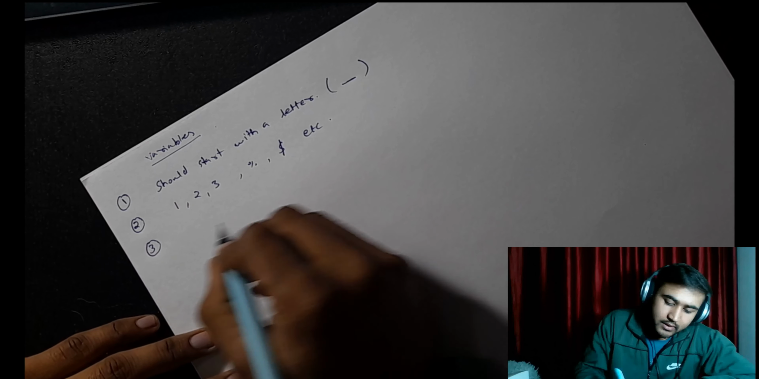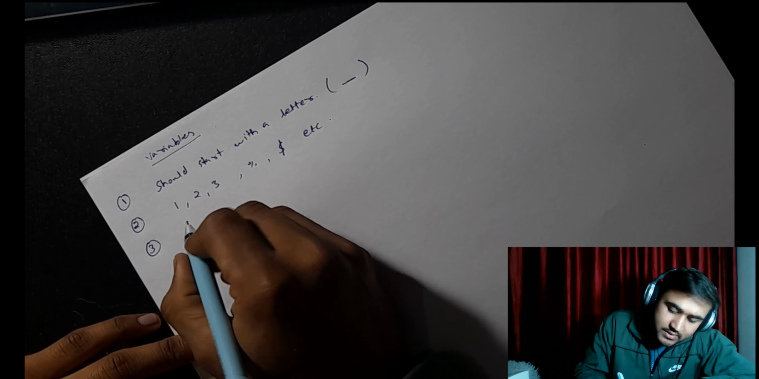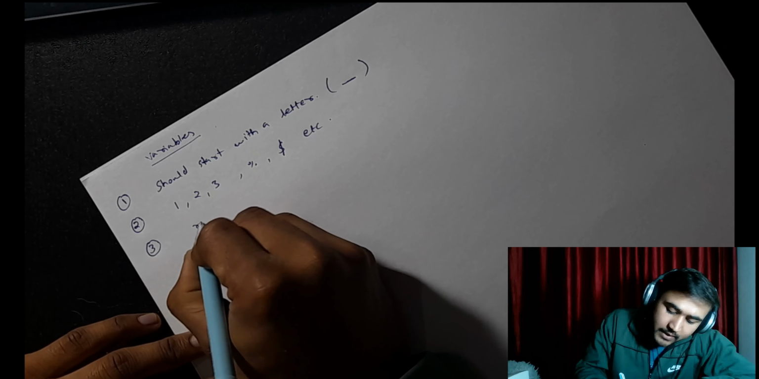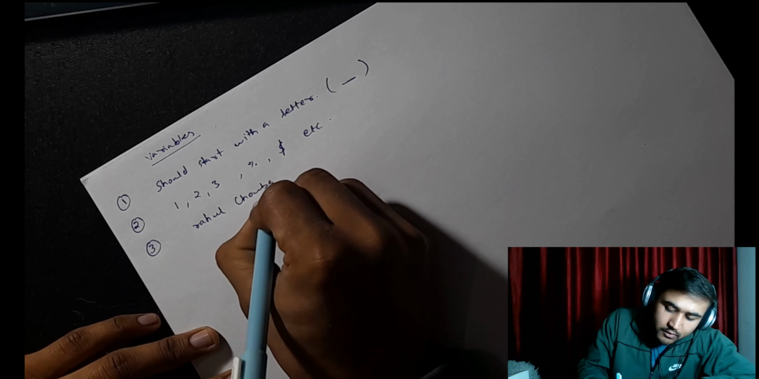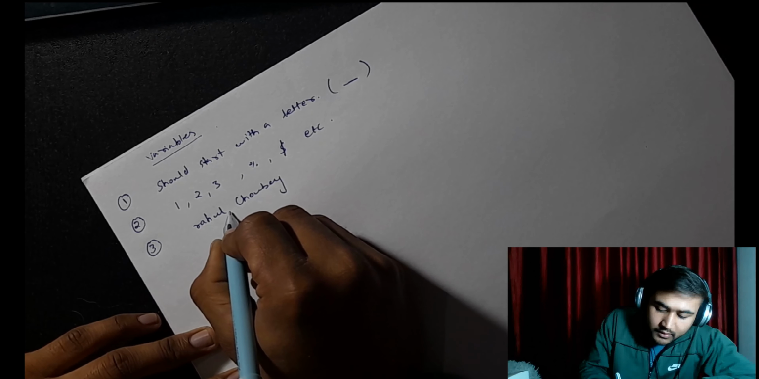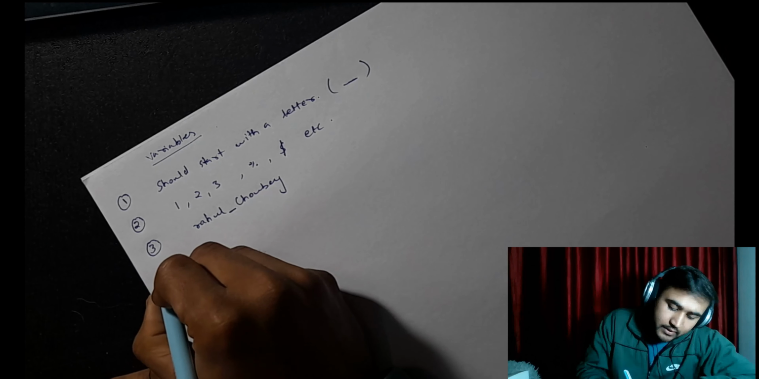The third thing is white spaces are not allowed. Means if I need to make one variable by name Rahul Chaube, then this white space is not allowed. We need to put an underscore between them.